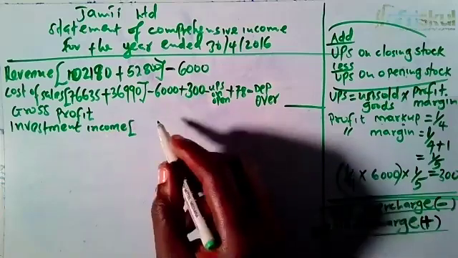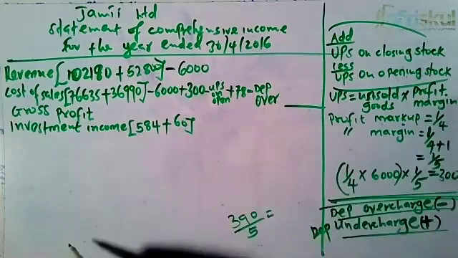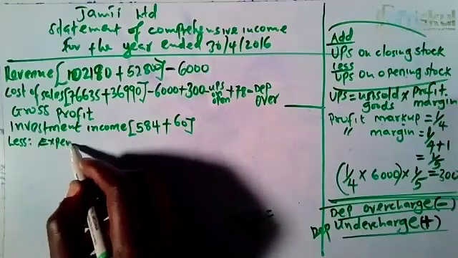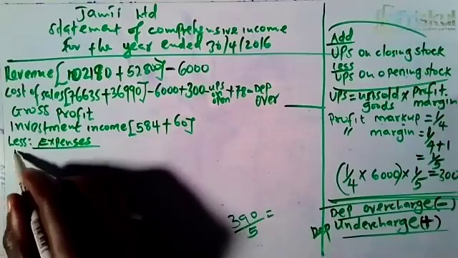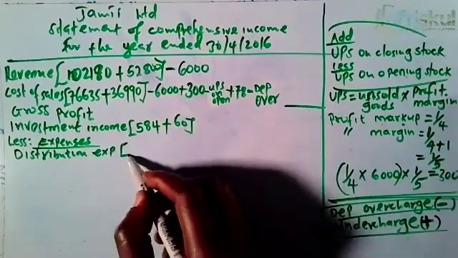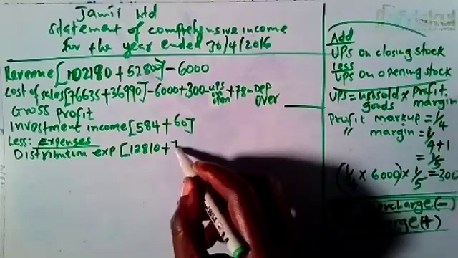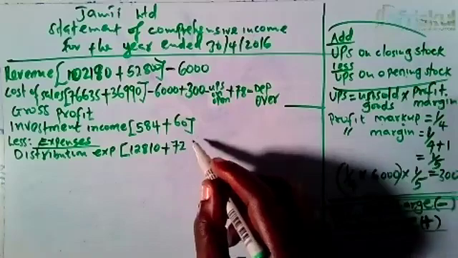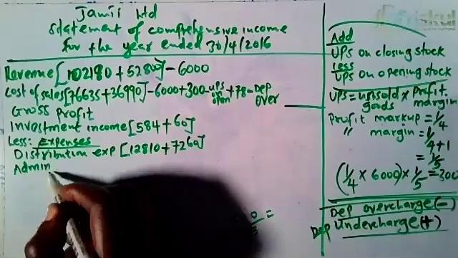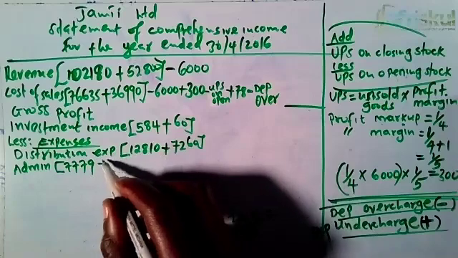So the investment income, 584 plus 60. That is direct. Then we raise expenses. So the expenses we have is distribution. So distribution expense, you take 12,810 plus 72,60. The next thing is admin. Admin is 77. That is the case, 4815.